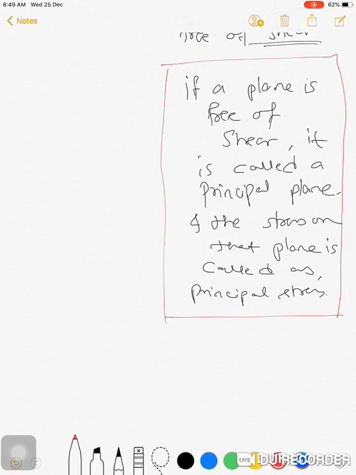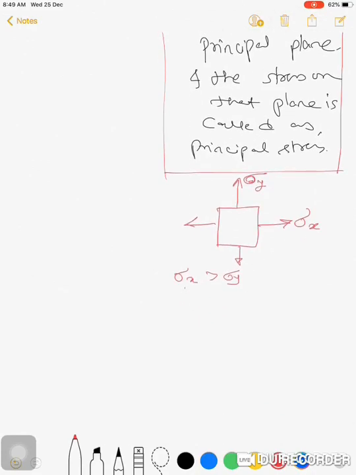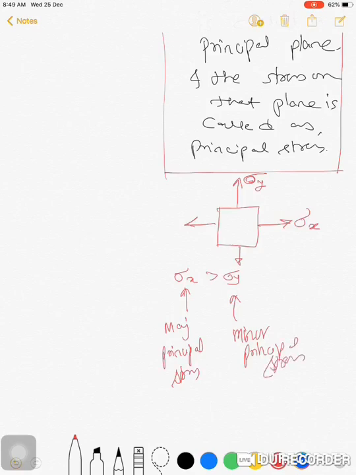Now principal stress will be like, let this will be a stress sigma x, and this will be a stress sigma y. Now if sigma x is greater than sigma y, then this will be the major principal stress, and this will be called as minor principal stress. So this is simple.